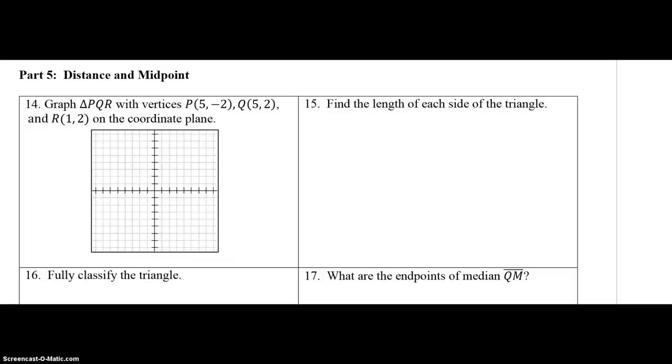Okay, so for part 5 on the back here, first we're talking about distance and midpoint. It says graph triangle PQR with vertices P, Q, and R with those given coordinates on the coordinate plane. So we're going to graph 5, -2, that's P, and then we're going to graph 5, 2, that's Q, and then we're going to graph R, which is 1, 2. And we're going to connect those because it wanted us to make a triangle.